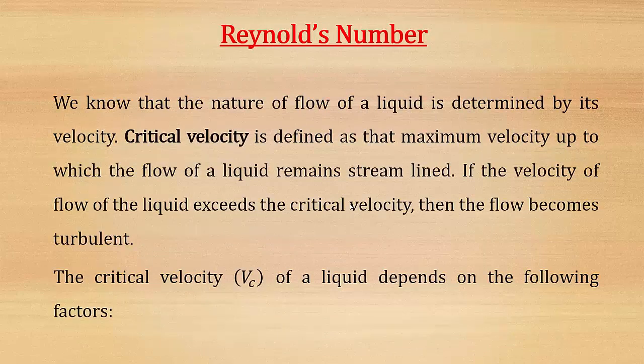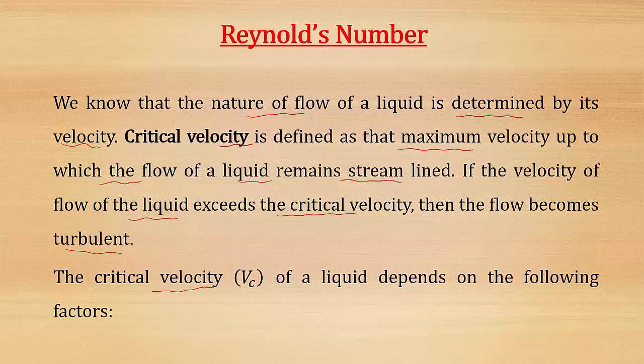Okay, next point, Reynolds number. We know that the nature of flow of a liquid is determined by its velocity. If velocity is constant, streamline flow. If velocity is different, turbulent flow. This critical velocity we already studied. It is the maximum velocity up to which the flow of liquid remains streamlined. If the velocity of the liquid exceeds critical velocity, then it becomes turbulent, right? This part you already studied.